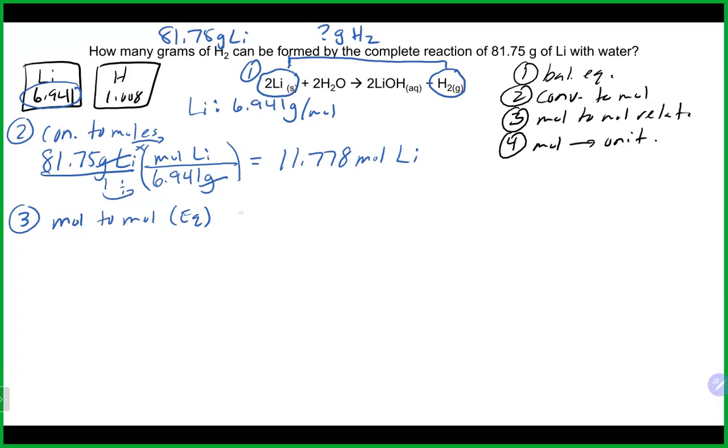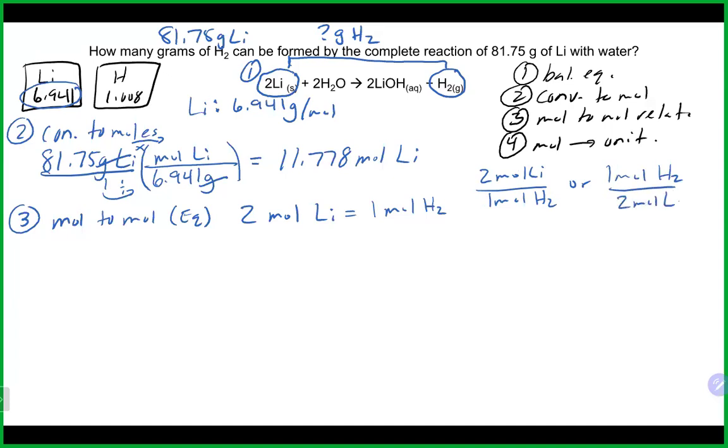From the coefficients, and that's all it is, no math involved, you just take the coefficient. We see that for every 2 moles of lithium, just like in the previous problem, we get 1 mole of hydrogen. And just like in the previous problem, we could have 2 conversion factors to choose from. They're just fractions, one on top, the other on the bottom, and then flip it. All right, so we're ready to do that. We're going to pick up with our number that we got here, 11.778 moles of lithium.